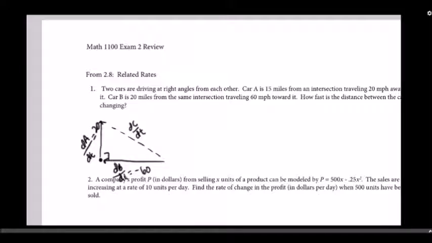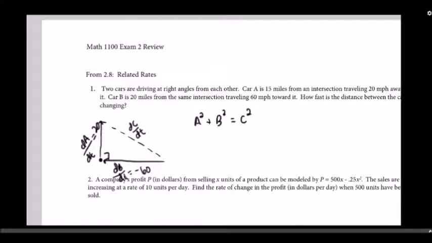So if we use what we learned back in section 2.8 for related rates, we need to first create an equation that relates all of these variables. If we have a right triangle, then the equation is easy. It's the Pythagorean theorem: A squared plus B squared equals C squared.